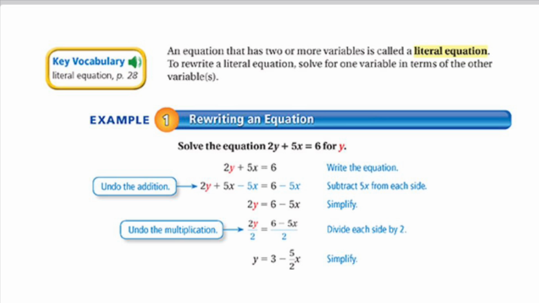Example 1, rewriting an equation. We're solving the equation 2y plus 5x equals 6, and we're trying to get y alone. First, subtract 5x from each side to ensure that it's only 2y on one side. Then divide each side by 2 to get y alone. The result should be y equals 3 minus 5 over 2 x.